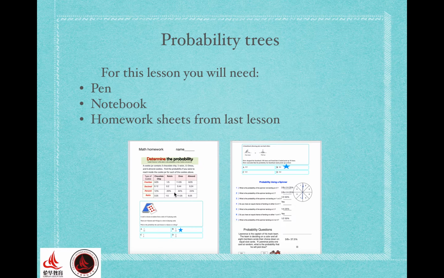Now, some of you sent me the answers. I'm still not getting everyone's homework, so I'm hoping you are doing these sheets at home. If you can, please take photos and send them to me. We will check this homework, and then we move on with our next topic, and we will review the probability today.